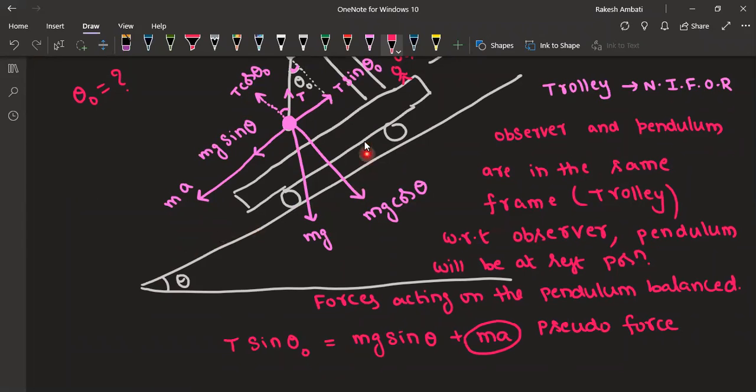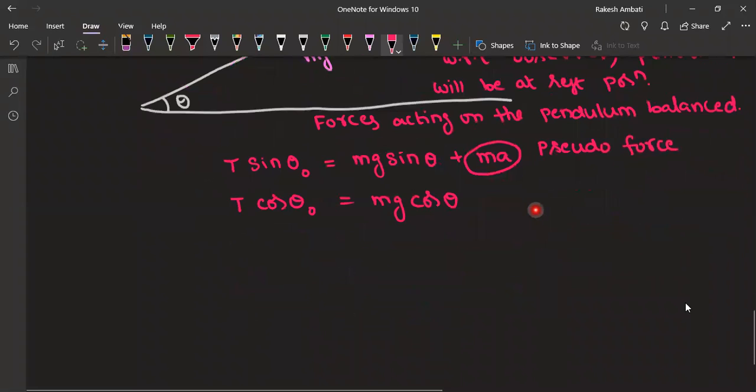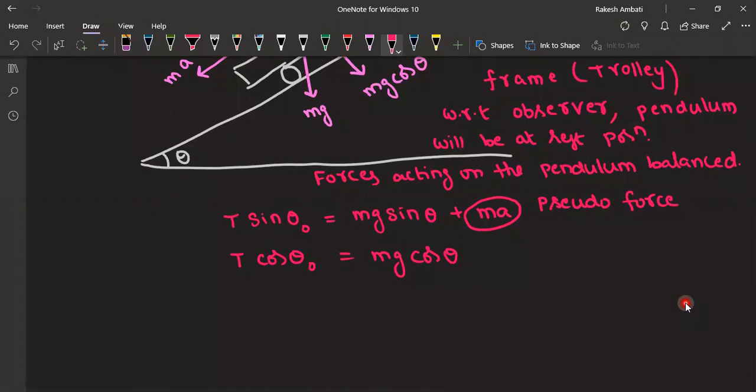What is one more set of balanced forces? T cos theta naught is balanced by mg cos theta. To find theta naught, simply do one thing: divide both equations. So T sin theta naught upon T cos theta naught is equal to, on the right-hand side, mg sin theta plus ma upon mg cos theta.